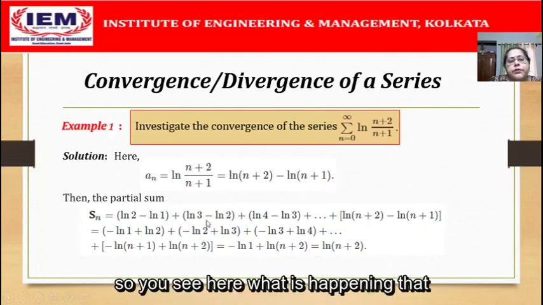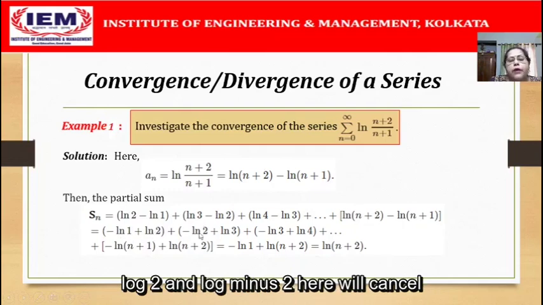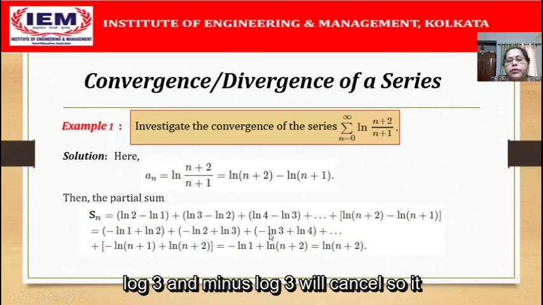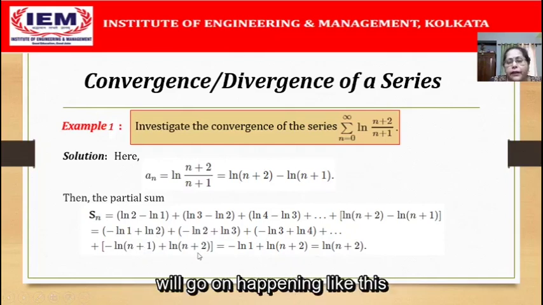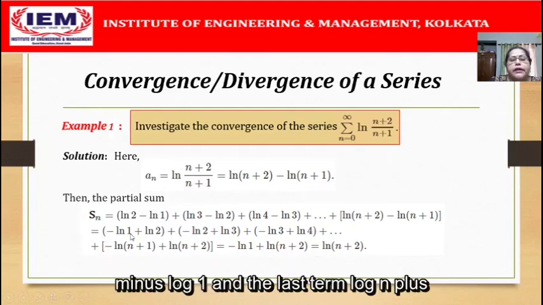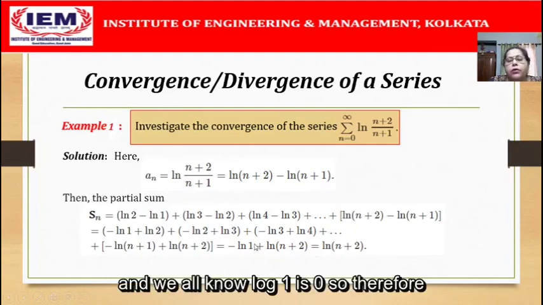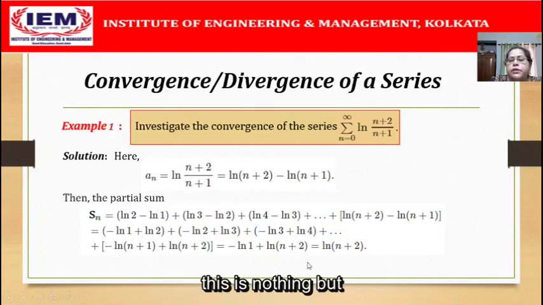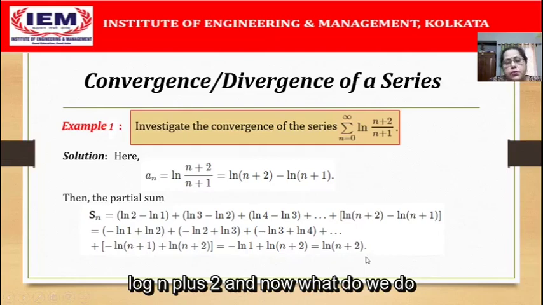You see what is happening here: log 2 and minus log 2 will cancel. Log 3 and minus log 3 will cancel. It will go on happening like this. So at the end, we will be left with the first term, minus log 1, and the last term, log(n+2). And we all know log 1 is 0. Therefore, Sn is nothing but log(n+2).